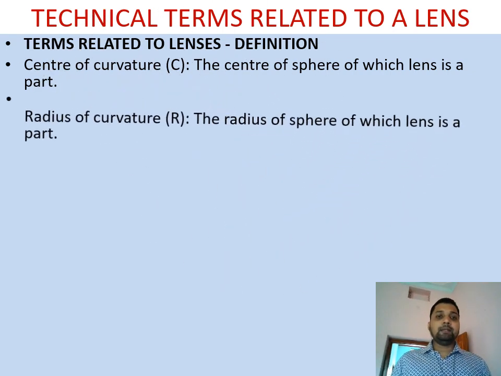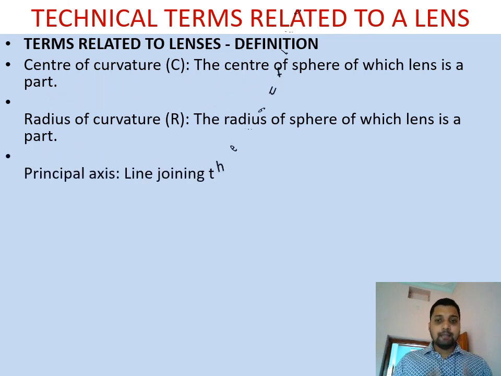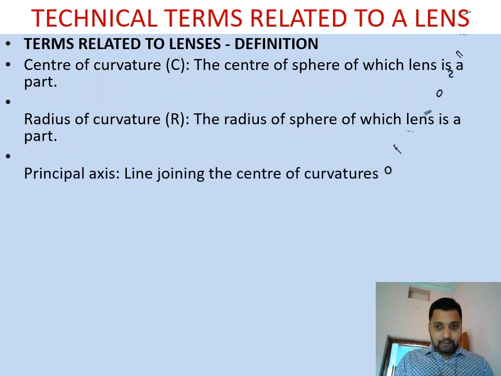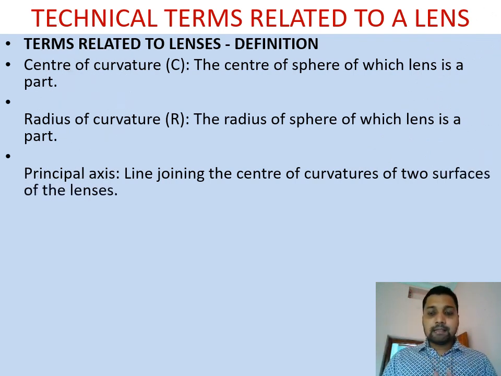Next one is the radius of curvature. Radius of curvature means the distance from the center to any point on the periphery, the radius of the sphere of which the lens surface is a part. Next one is the principal axis: the line which joins both sides, because we have two spherical surfaces, C1 and C2, which give their centers.